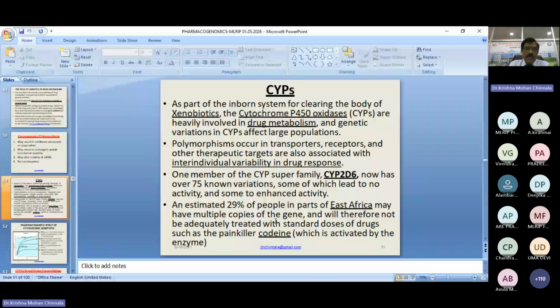As estimated, 29% of people in parts of East Africa may have multiple copies of the gene and will therefore not be adequately treated with standard doses of drugs such as the painkiller codeine, which is activated by the enzyme and gives the toxic effect for them.